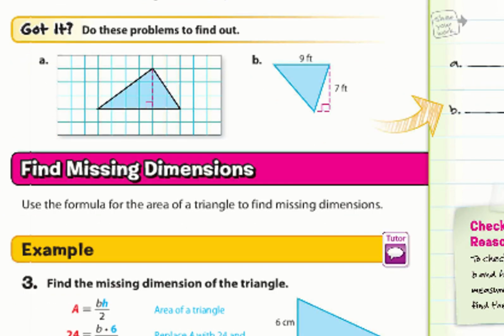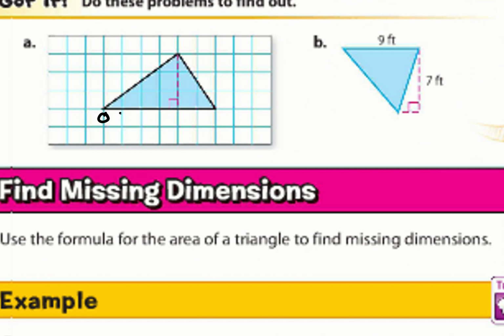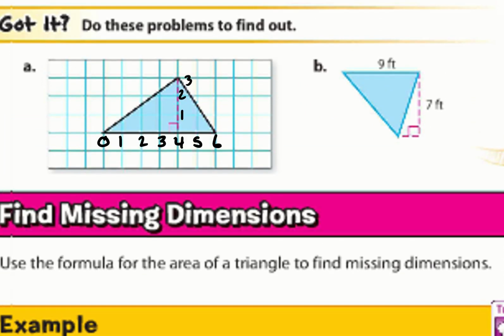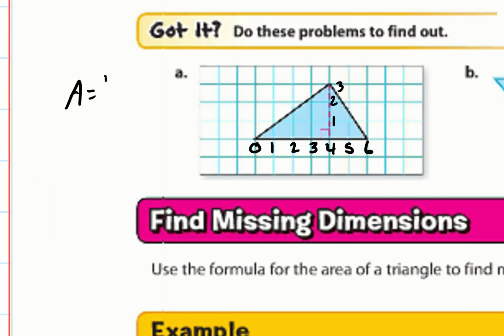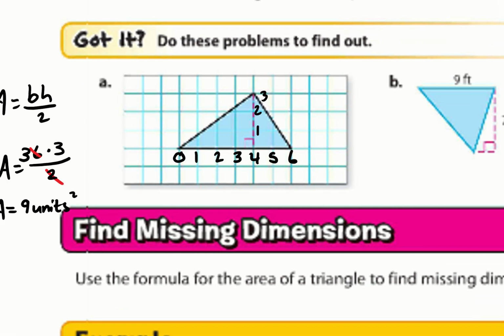So first things first is I'm going to find my base. So my base is 6 units and my height is 1, 2, 3. So area equals base times height divided by 2. So I have area equals my base is 6 times 3 divided by 2. If I simplify, that 2 goes away, this comes to 3. I get 3 times 3, so area equals 9 units squared.